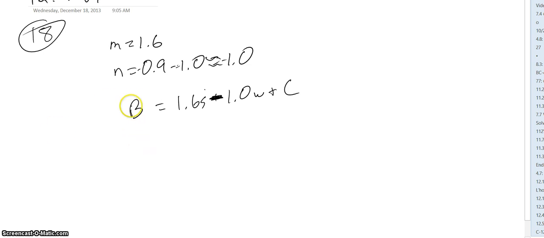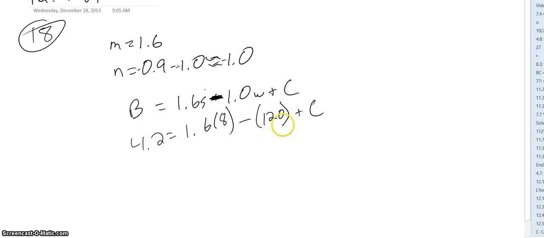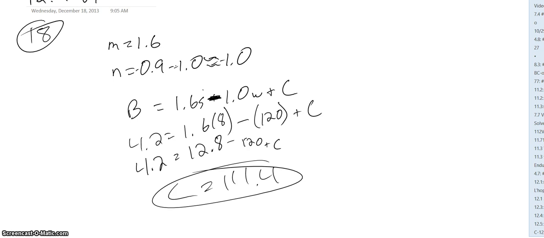And since it's pretty much linear, I'm just going to choose a random value. So let's say that B is 4.2. That would make S 8, and that would make W 120. So what's that give us here? So we've got, I'm just going to do this out, 4.2 is equal to, here. So I ended up getting that C equals 111.4, which makes the equation B is equal to 1.6 speed minus W plus 111.4.